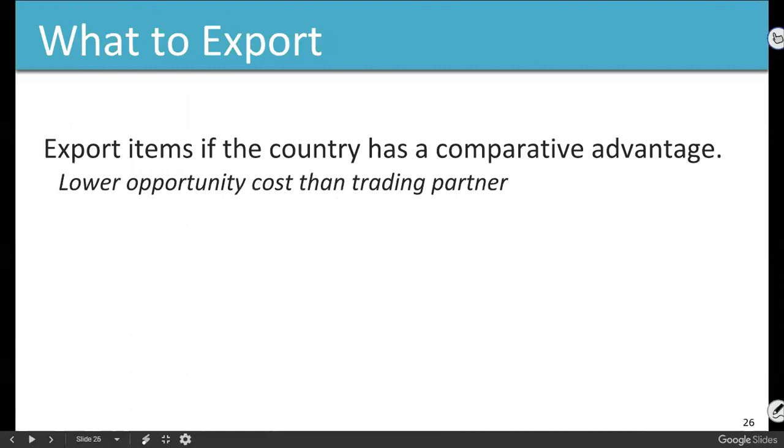What are we as America going to make? Not only enough for ourselves, but enough that we can sell to other people throughout the world. Those are the things we have a comparative advantage in, the things we can make with a smaller sacrifice. With those crops, we don't have to give up as many trees of bananas in order to grow coconuts, right?